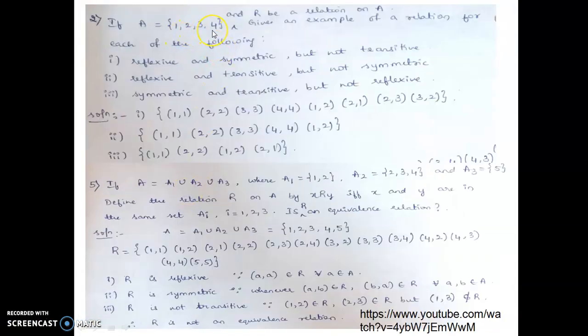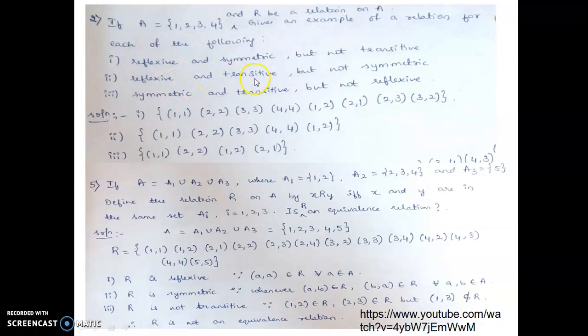Okay, if A is equal to 1 2 3 4 and R is a relation on the set A, give an example of a relation for the following: reflexive, symmetric but not transitive. Reflexive, if we want to give, all the diagonal elements should be there, and symmetric, 1 2, 2 1 should be there. And for not transitive, 1 2, 2 1, 1 2 2, there is no element like 1 2 3 3 2, that is, there is no transitive one. So that's why this is an example which is given.